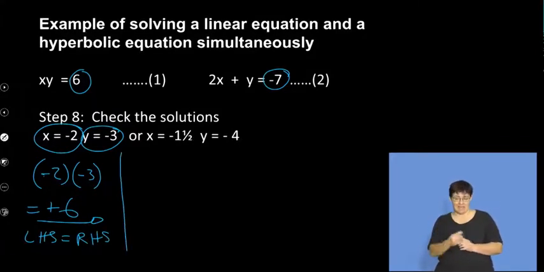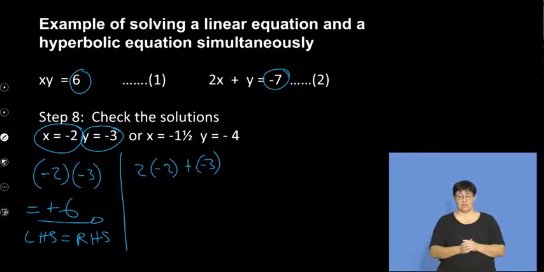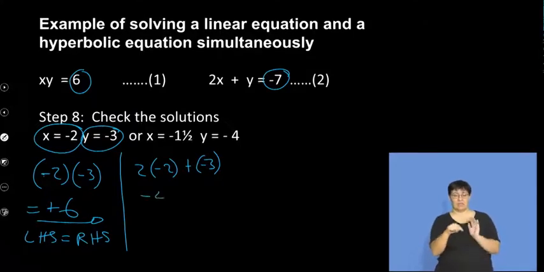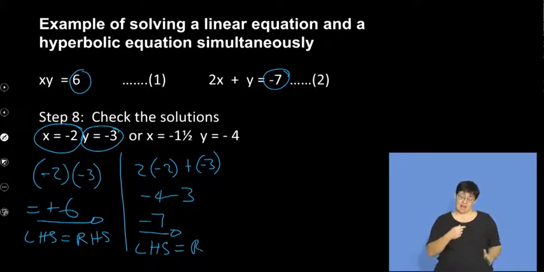Let's just test with the other equation quickly. It will be 2 into negative 2 plus negative 3. It must give me negative 7, right? 2 multiplied by negative 2 will be negative 4. A positive by a negative will give me negative 3 there. And negative 4 minus 3 will then be negative 7. So you can already see with this one as well, the left-hand side is definitely equal to the right-hand side.